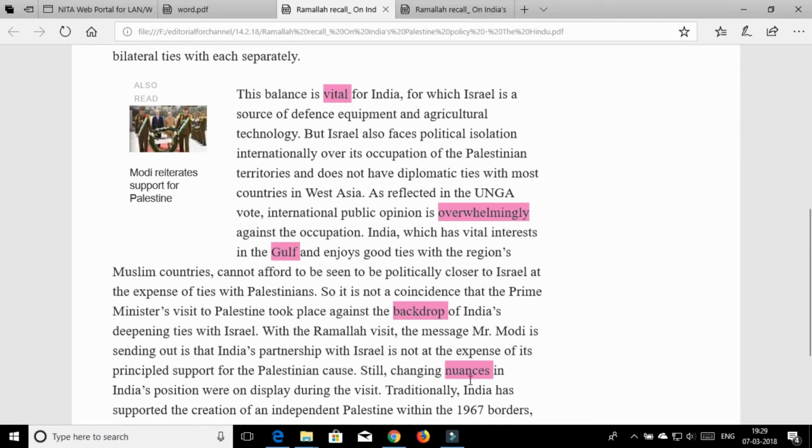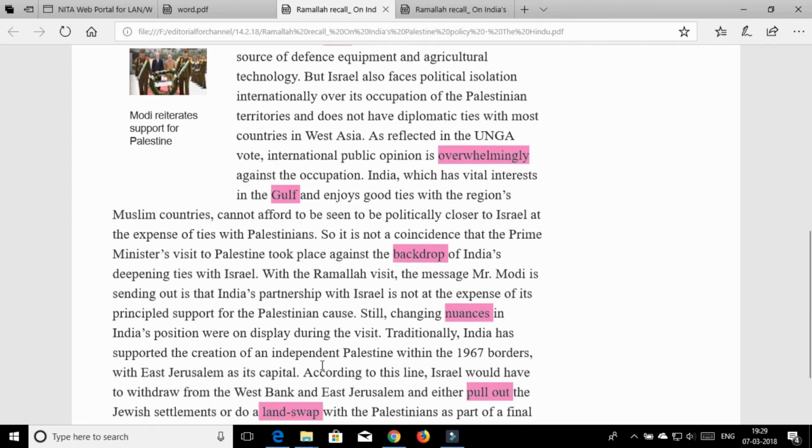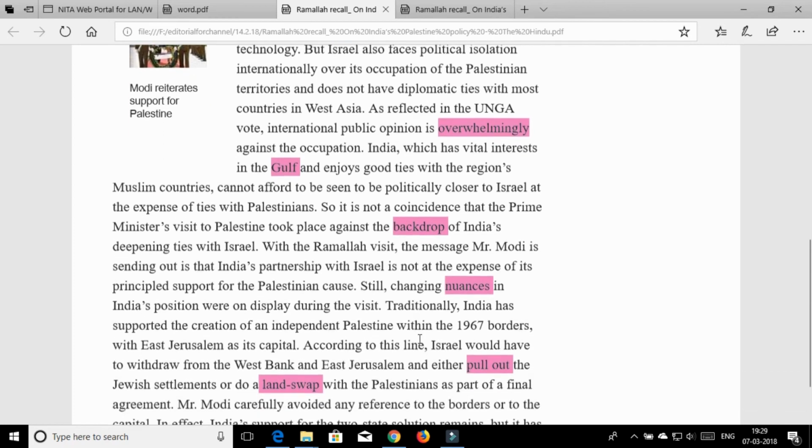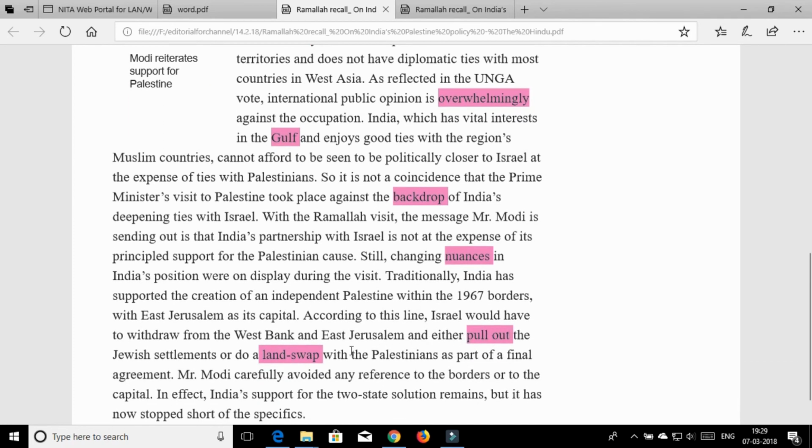Pull out, it's very simple. As it appears, Israel would have to withdraw. So pull out means withdraw from the West Bank and East Jerusalem, and either withdraw the Jewish settlements or do a land swap and exchange the lands with the Palestinians as part of a final agreement.